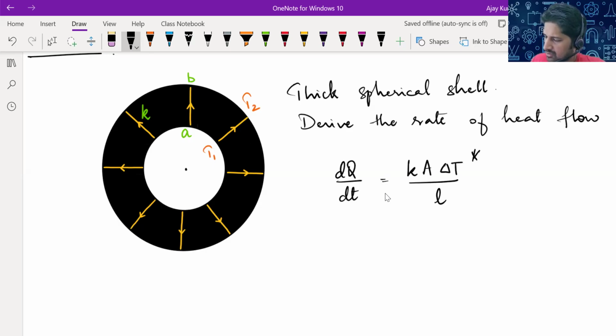But this has its own conditions which need to be satisfied. Conductivity has to be same everywhere. Area of cross section should be same everywhere. You should know temperature difference and length. Okay. Now in this situation, we have visualized how heat is going to flow. Since T1 is more than T2, it is going to flow from inside the sphere to outside.